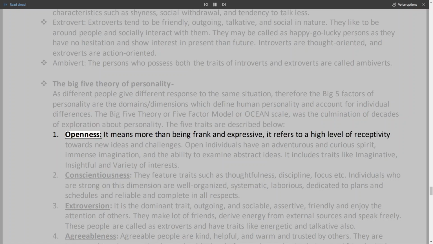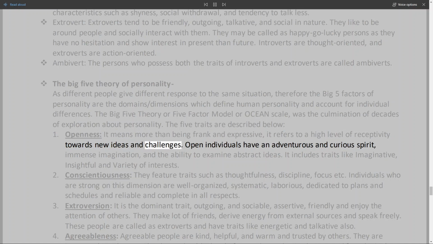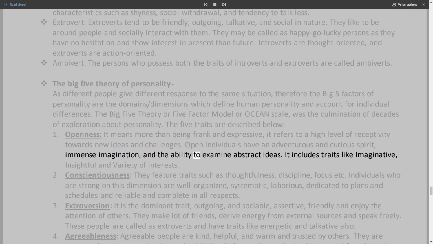1. Openness. It means more than being frank and expressive; it refers to a high level of receptivity towards new ideas and challenges. Open individuals have an adventurous and curious spirit, immense imagination, and the ability to examine abstract ideas. It includes traits like imaginative, insightful, and variety of interests.